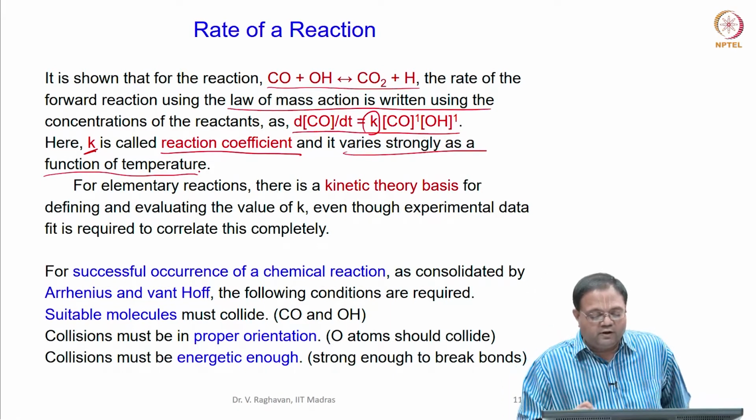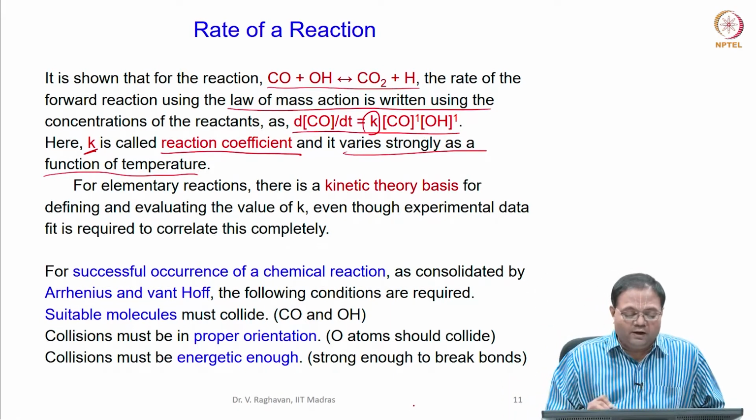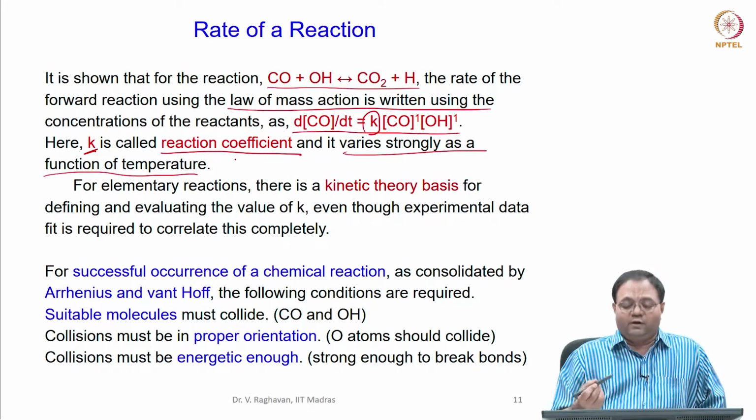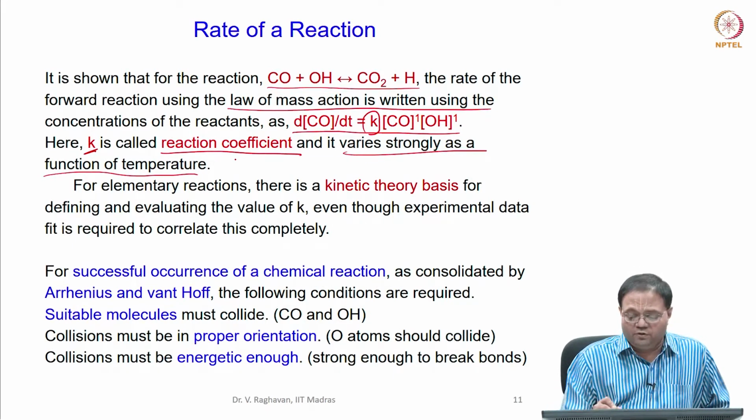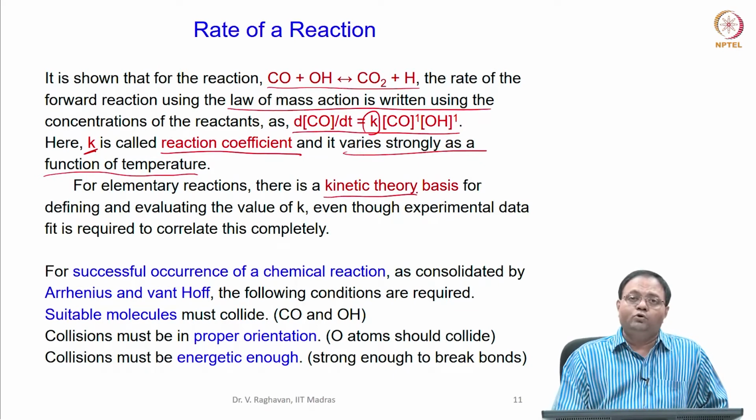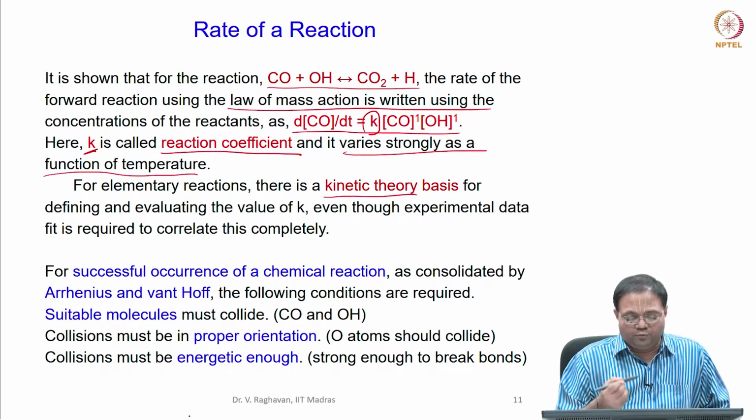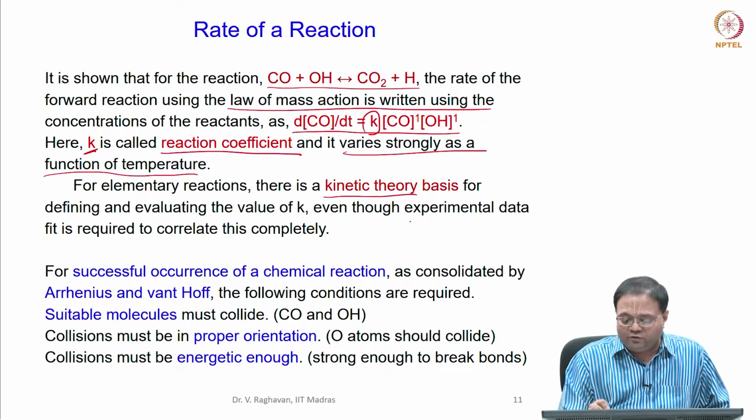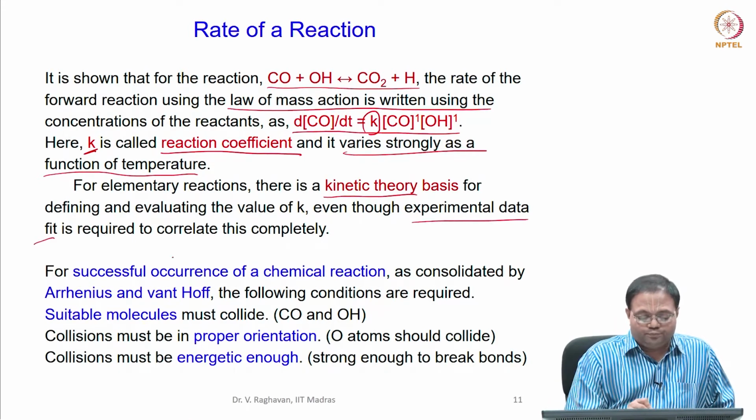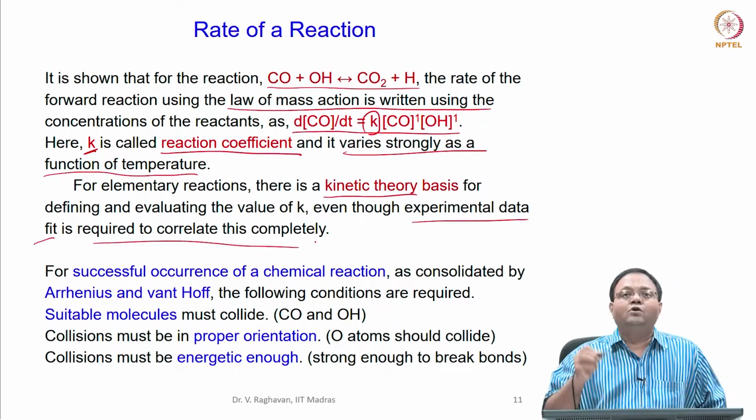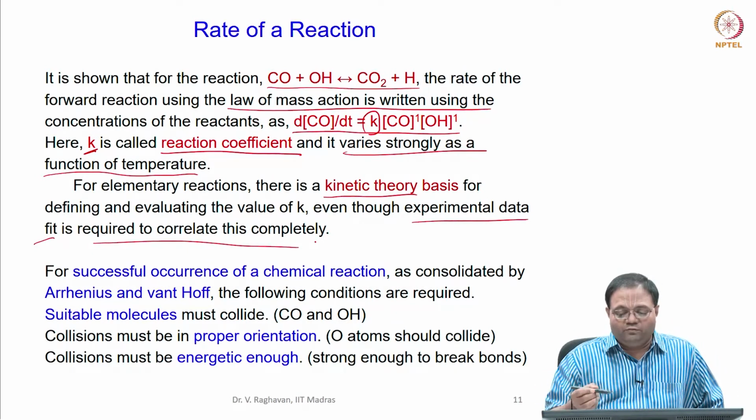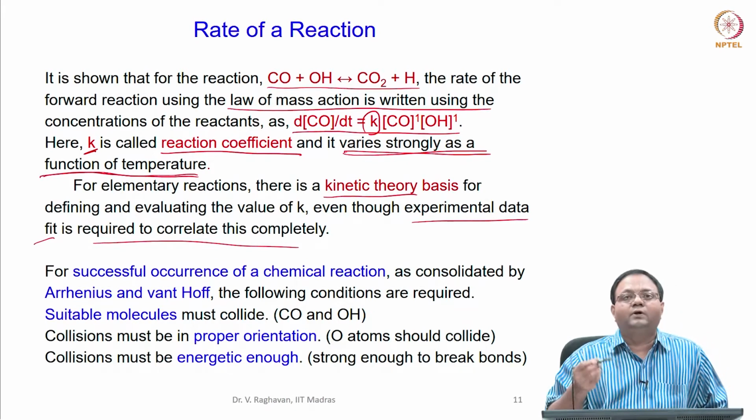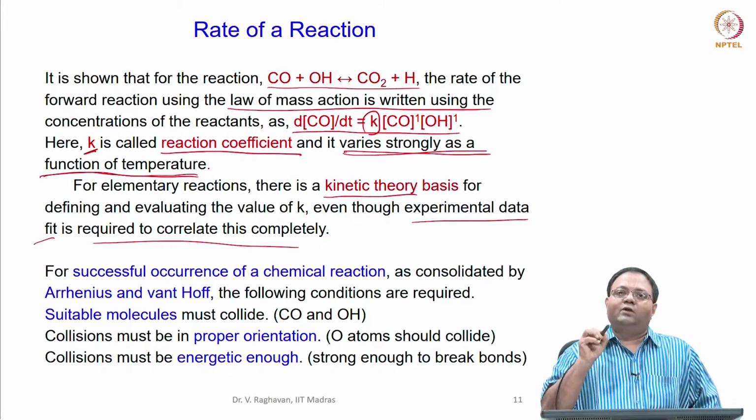So, how to determine the rate coefficient? For elementary reactions, the rate coefficient K can be evaluated with some theoretical basis. Kinetic theory can be used to have some estimation of K, but even then you should have some experimental data fit to correlate the value of K completely. Because K is a strong function of temperature, we need some experimental data also to calculate this.